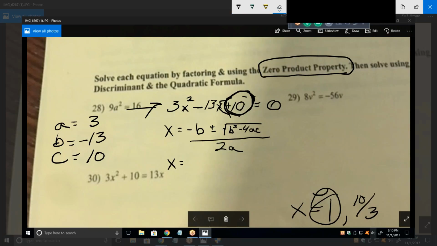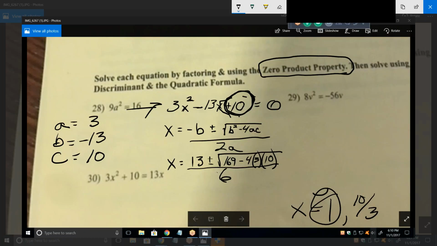Okay, so it's 13 plus or minus the square root of b squared, which is 169. And for the rest of it, make sure you fill it all in before you answer it. Don't do this in your head. Just fill in A and fill in C. And then it's all over 2 times 3, which is 6.